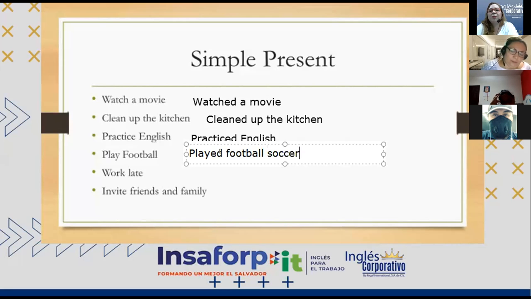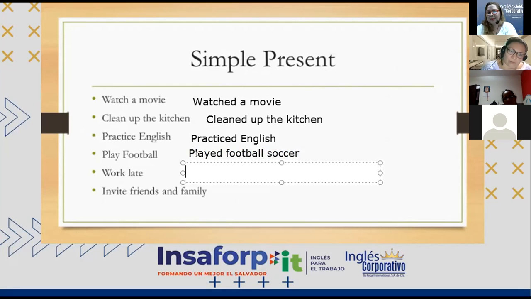Podríamos decir played football soccer. Ok, también se puede decir las dos palabras juntas. Ok. Dejémoslo así para decir que sí, fútbol de aquí, pues, ¿verdad? Ok. Now, let's see the next one. Work out. Ok, ¿cómo pronunciamos work in the past tense? Worked. Correct, Silvio. Worked. Okay. Worked late.